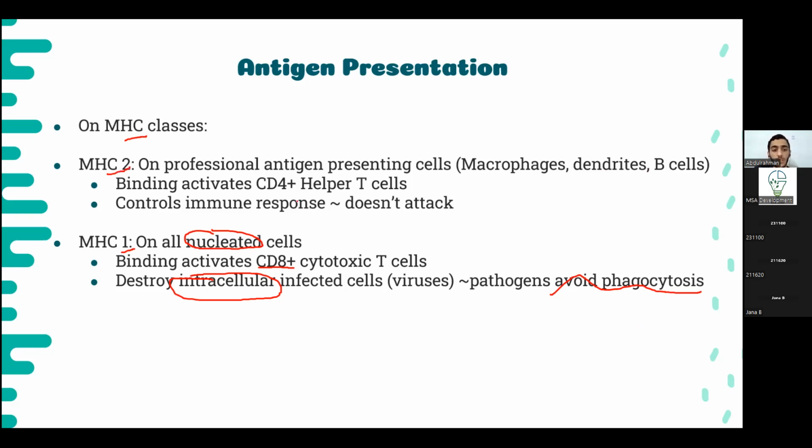MHC class 2 is found on the professional antigen presenting cells, these 3 cells: macrophages, dendritic cells, and B cells, to activate CD4 positive. 2 times 4 is 8, and they are going to be controlling the immune response. They do not attack, like they do not mediate any attacks. Attacks are by the CD8 positive. They only control the immune response.